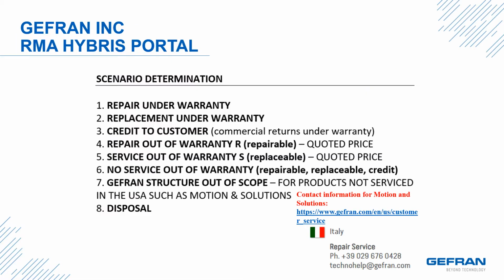First, we would like to go over the different scenarios you will encounter within the RMA process. As you see here, these are the different types of scenarios that your product may fall into. Repair under warranty, replacement under warranty, credit to customer, which is for commercial returns under warranty only. Please note that this scenario is not available for inquiries of returning a wrong ordered item.